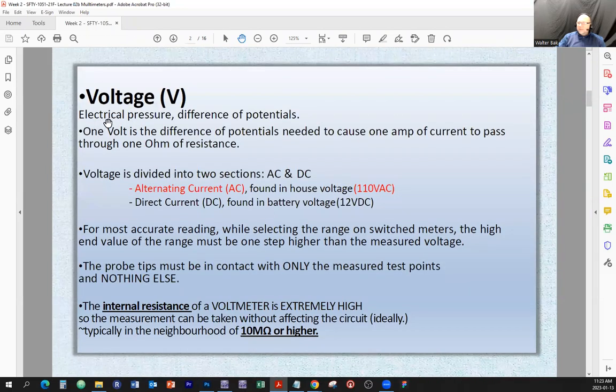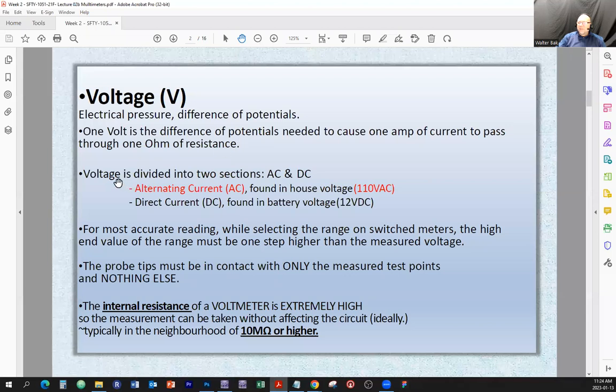Voltage. What is voltage? It is the electrical pressure or difference of potentials. You're going to have different definitions of that, but by now you should know what voltage is. One volt is the difference of potentials needed to cause 1 amp of current to pass through a 1 ohm resistance. Another little bit, kind of a visual, as far as definition here.